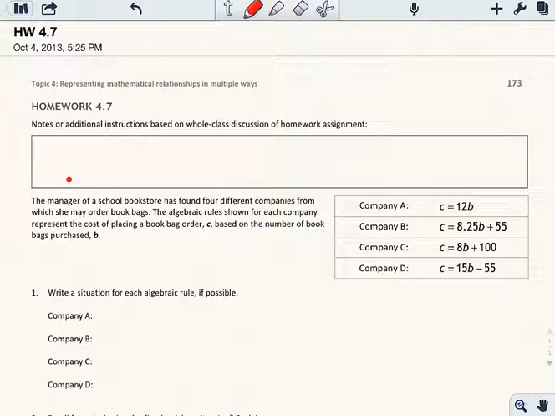Let's take a look at this homework. We got this homework 4.7, which means we are officially one-third, excuse me, through our second unit, which means we have a test coming up in about 2 weeks.